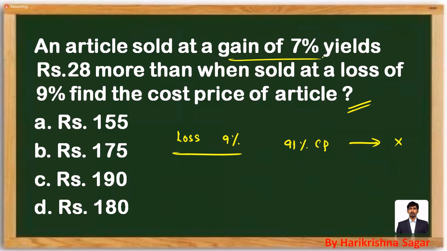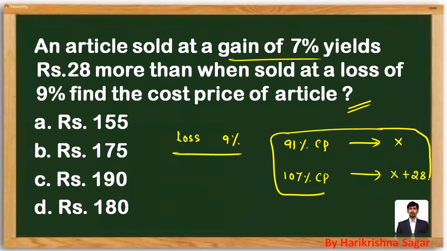If article is sold at a gain of 7%, 7% gain means 107% of the cost price. So with 7% gain, he earned 28 rupees more. That means X plus 28. What is the cost price of the article is a question. So they are just expecting us to find out the cost price of the article using this data. So if you observe, there is a difference. Gain of 7% means 107, loss of 9% means 91.